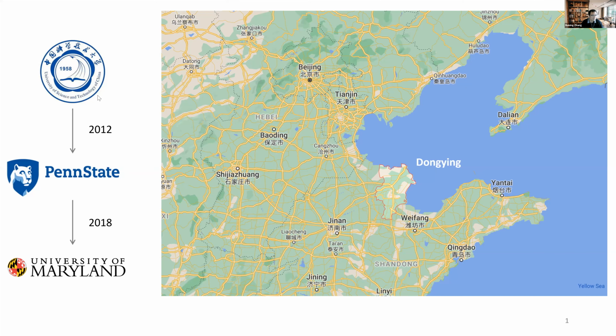I graduated from the University of Science and Technology of China in 2012. After that, I moved to Penn State to continue my PhD study, where I worked in the group of Professor Josh Mills, mainly focusing on the topological physics of matter, especially topological insulators. And in 2018, that's when I joined CMTC.